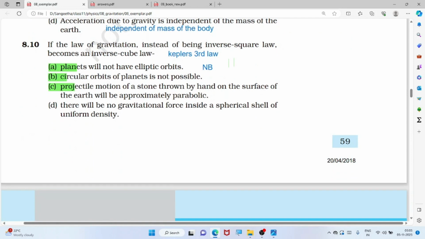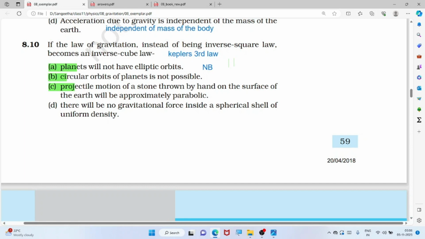If the law of gravitation, instead of following the inverse square, that is m1 m2 by r square, becomes inverse cube, that is m1 m2 by r cube, then the planets will not have elliptical orbits. Kepler's third law gives the relation between the period and the radius of the semi-major axis: T square is directly proportional to r cube. Circular orbits for planets would not be possible.